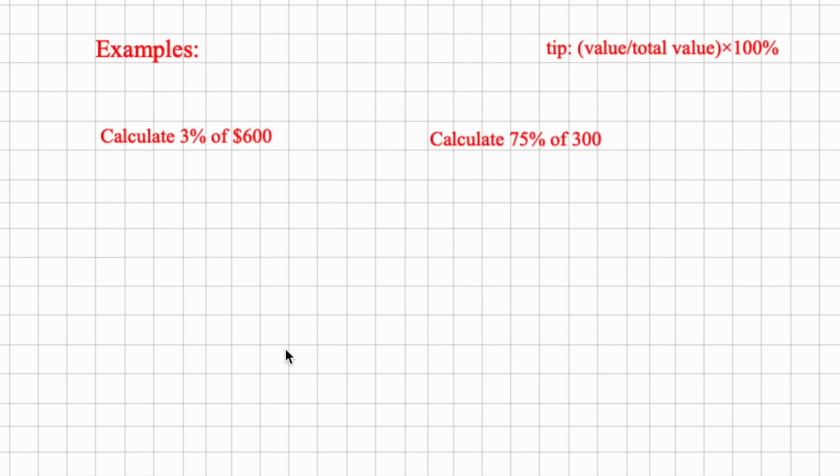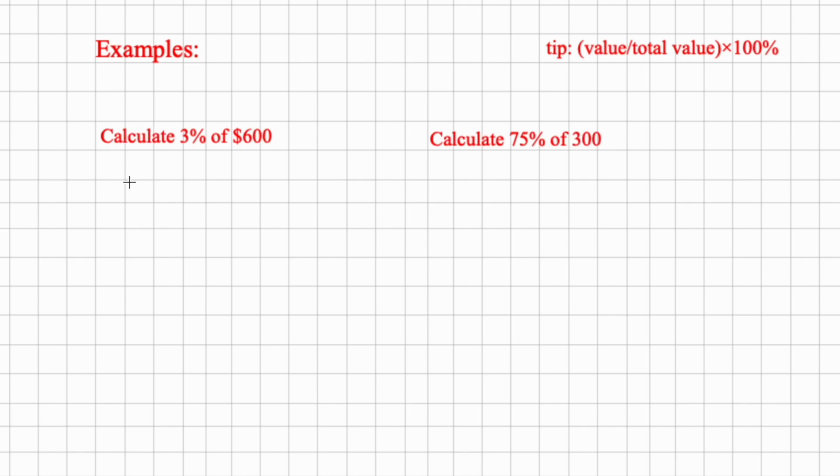Okay, so here we have some example questions. This question is asking us to find 3% of 600. Okay, there are different ways in which you can find the percentage. Therefore, I'm going to show you another way of how to do this. So to find 1%, all you need to do is to divide it by 100. So if it's 300 over here, you just need to divide it by 100, then you will find 1% of this value.